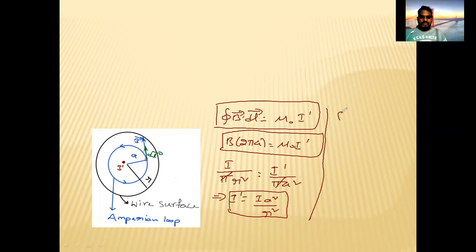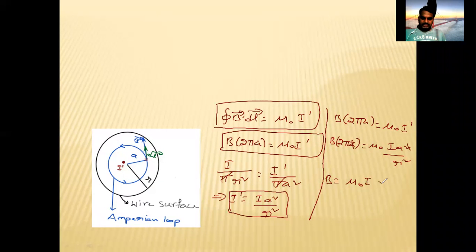Now you see the I dash value here. We have B into 2 pi a is equal to mu naught times I dash. So B into 2 pi a is equal to mu naught times I a square by r square. You see that a and a square get cancelled, and you have B is equal to mu naught I a by 2 pi r square. Okay.